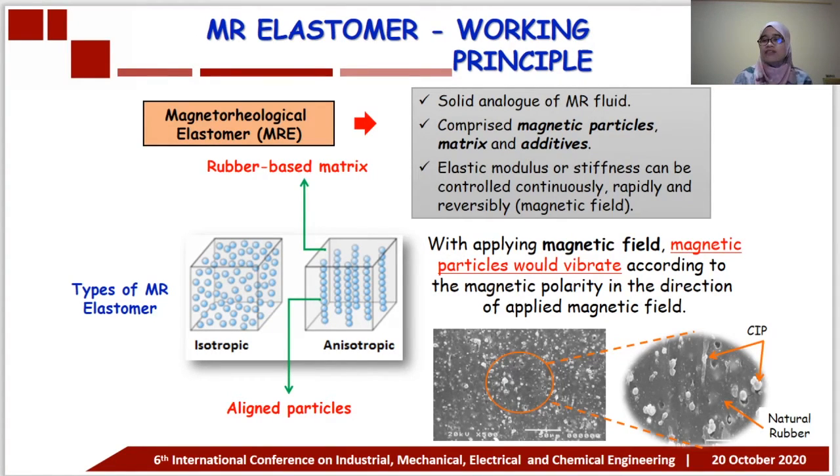Similar to MRF, MRE also possesses controllable stiffness and a changeable elastic modulus, respective to the applied magnetic field, and the behavior can be controlled and tuneable continuously, rapidly, and reversibly. However, due to the lock of magnetic particles in the rubber-based matrix, when applying a magnetic field onto this MRE, the magnetic particles would tend to vibrate only according to the magnetic polarity of the applied magnetic field, unlike MRF that has movable particles in the carrier medium of fluid.